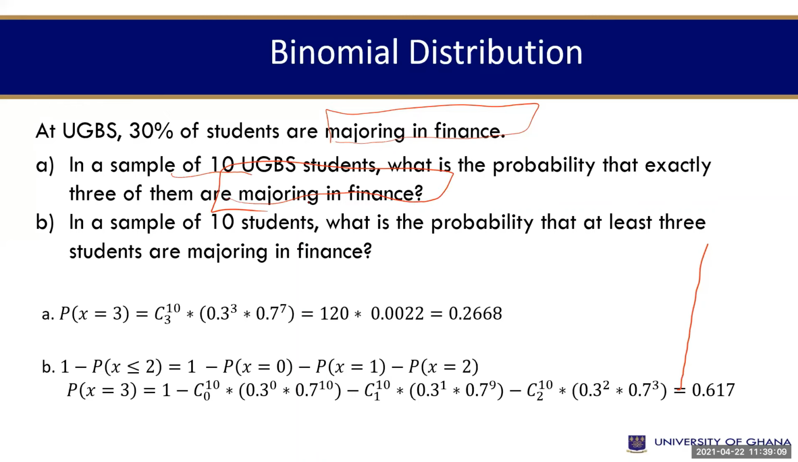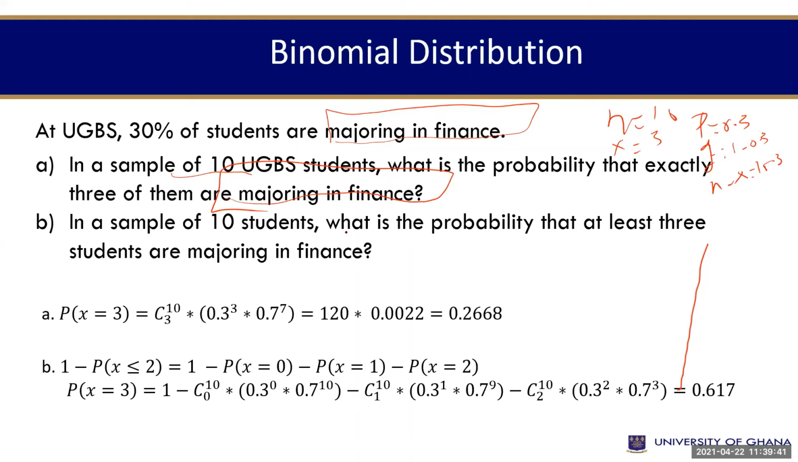It's just the same thing that we did. You need to define the sample. N is 10, X is 3, P is 0.3, Q is going to be 1 minus 0.3. The probability that there will be failure is N minus X, which is 10 minus 3. Then you can substitute everything and do your work.